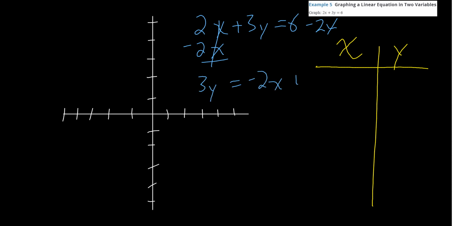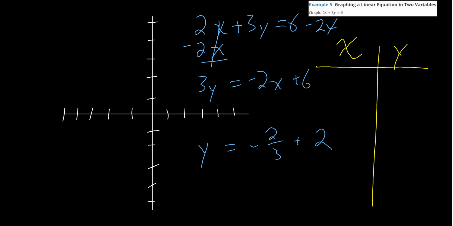I'm putting my x first because we really need to get used to that sort of notation. I don't know if we're going to do it quite often in this class, but definitely going to be doing that a lot in the next class. Okay. And then we divide both sides by 3. So we're going to say y is equal to negative 2/3 x plus 6 over 3 is 2.